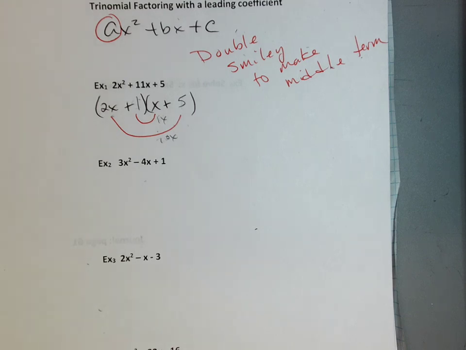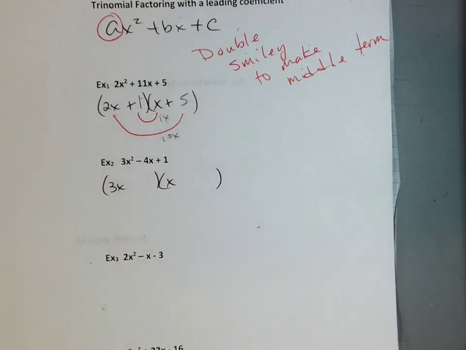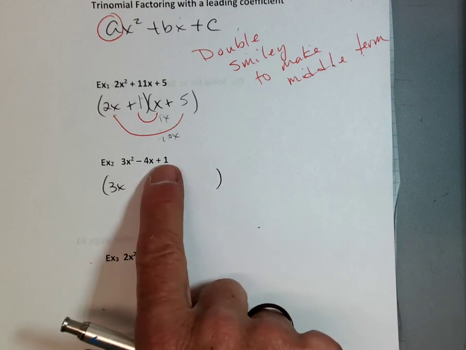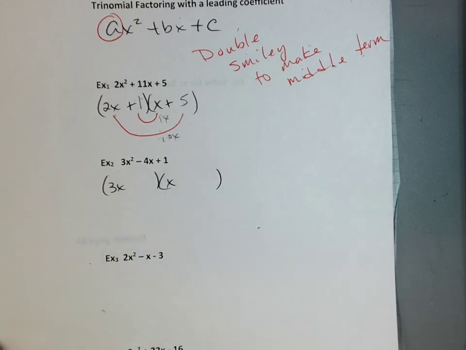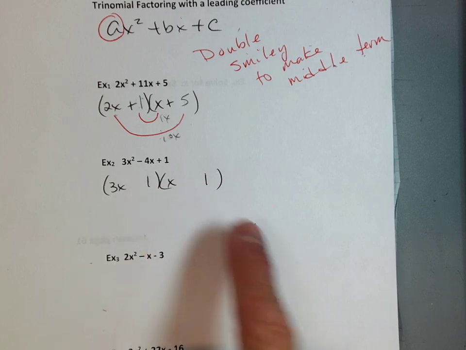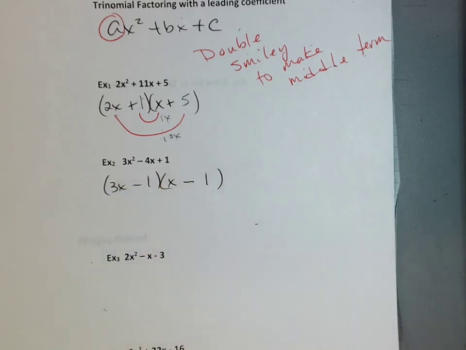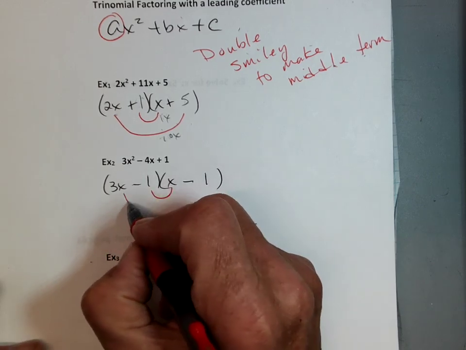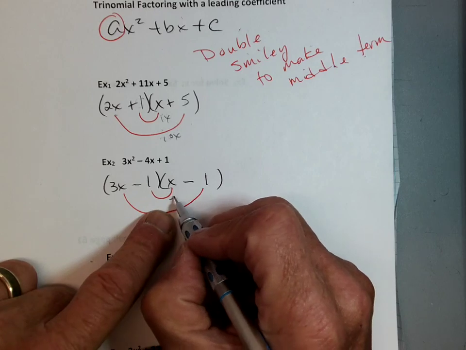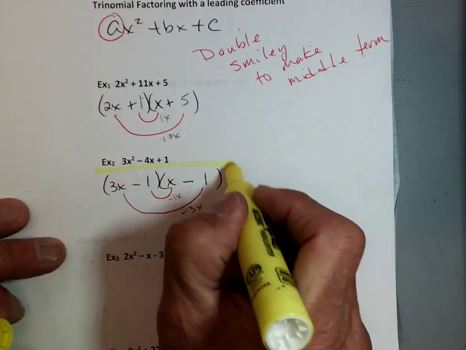Now let's look at example number 2. We've got the same thing going on. So I'm going to start off with my parentheses, parentheses, 3x, x. Now this one's not too bad, because what times what makes 1? 1 and 1. And if you flip it, you get 1 and 1. Now where's the -4 come from? -1, and -1 also. We know -1 times -1 makes positive 1. But now where's the 4? That's where you check with your double smiley. Here's your -1x, here's a -3x, and that does make my -4x. So this is the correct answer.